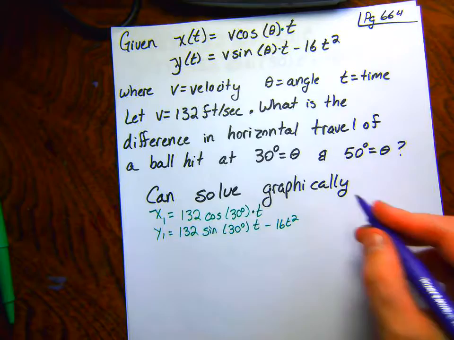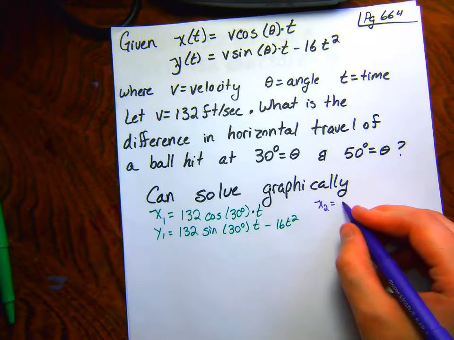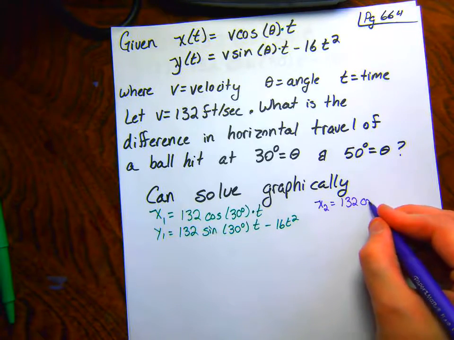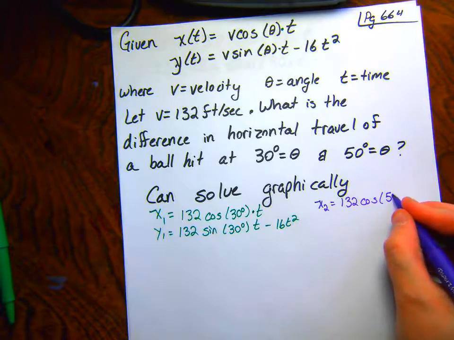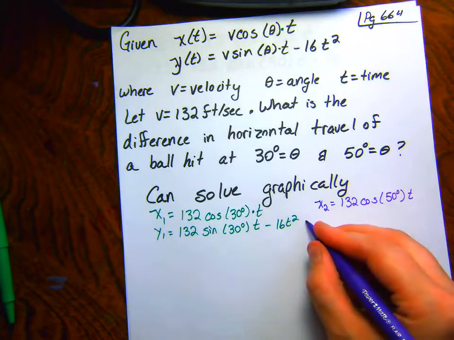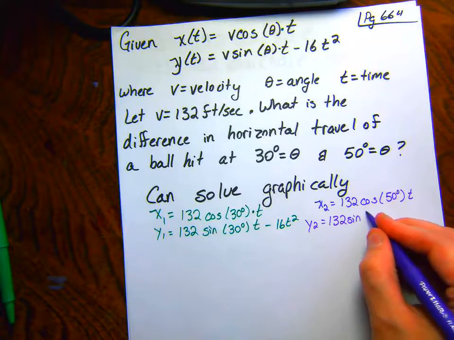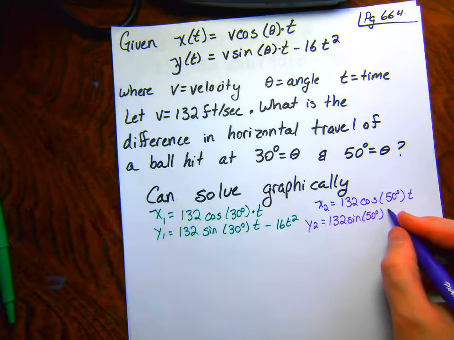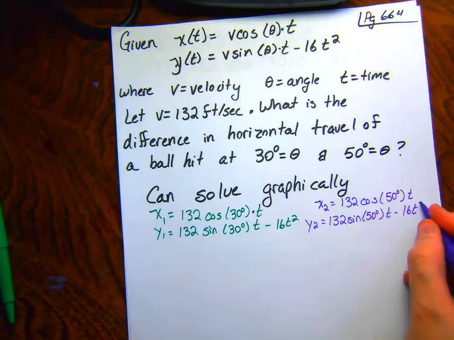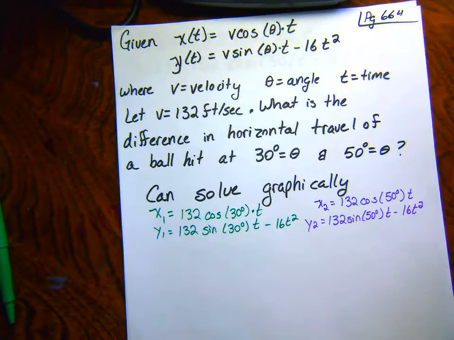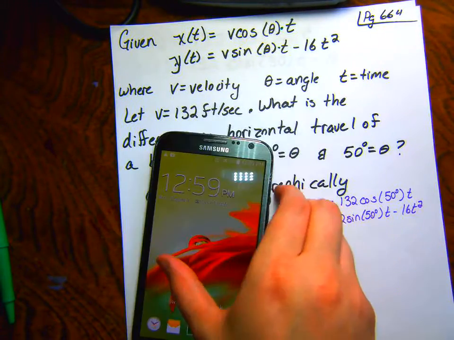Okay, so that's going to be one of them. And then x2 is going to be the same thing, we're just changing the angle. So now it's 50 degrees. And y2, same thing, we're just changing the angle. 50 degrees t minus 16t squared. Okay, so let's graph that on our calculator.